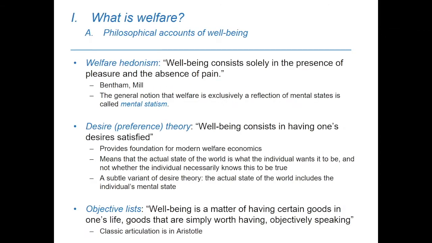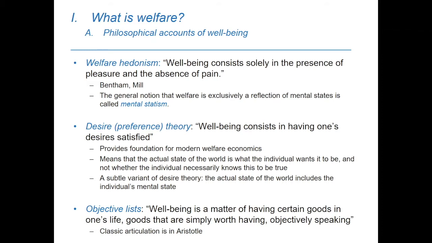I'll begin by summarizing different philosophical accounts of well-being. Philosophers have been thinking about the definition of well-being literally for thousands of years. Modern philosophers tend to group theories of well-being into 3 different categories. The first school of thought is known as welfare hedonism. These theories hold that well-being consists solely in the presence of pleasure and the absence of pain.